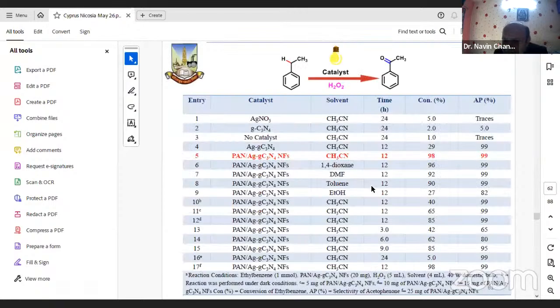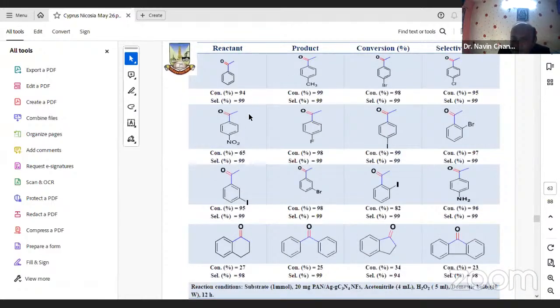CH oxidation of ethyl benzene. Here again, the same condition we have used. Time required for the reaction is 12 hours. This is the red color entry. That is 12 hours required. Conversion is 98%, and formation of 99% of this material, that is acetophenone, from ethyl benzene can be possible. Conversion of this material into acetophenone is 99%. Overall 98%.